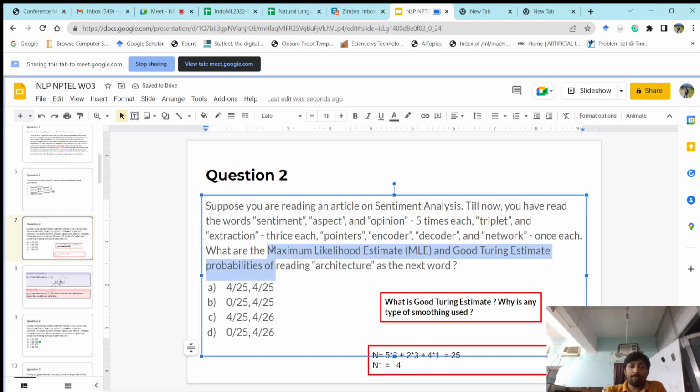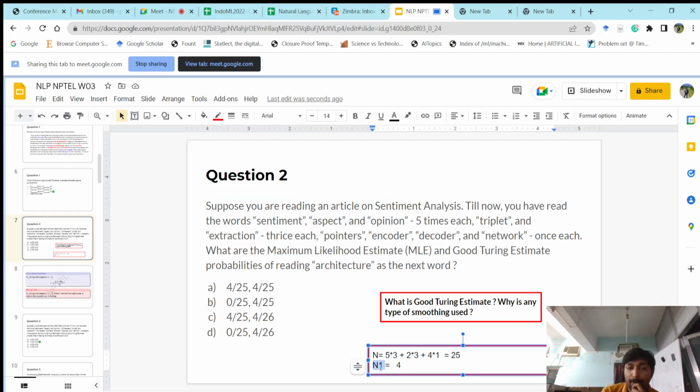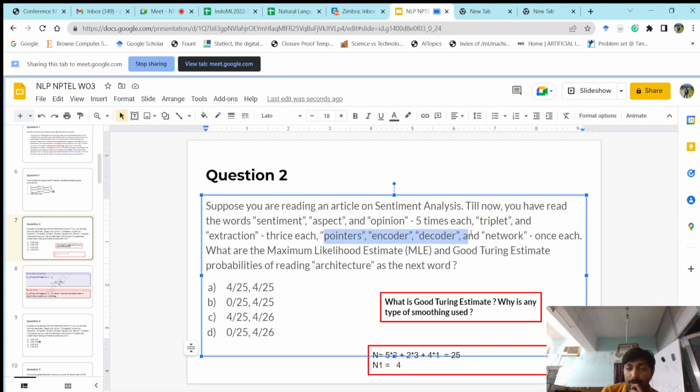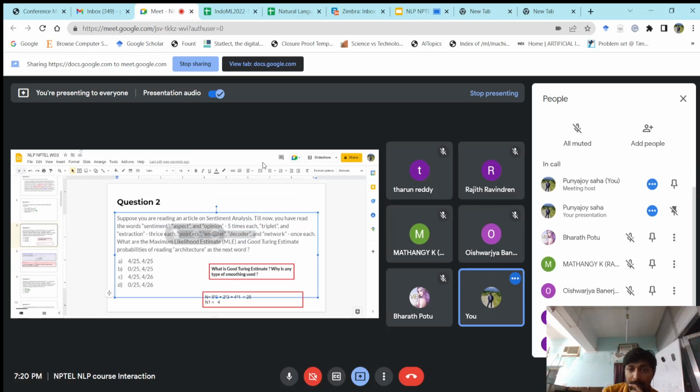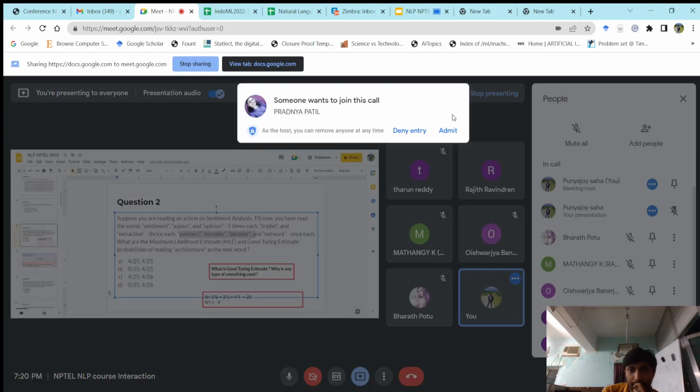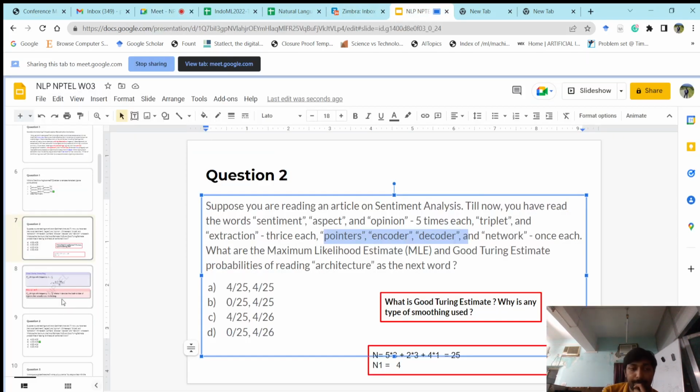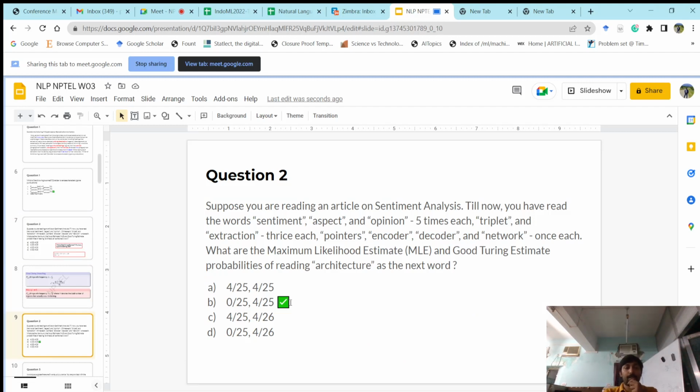And we already discussed that the estimate for the unseen word is 0, because 0 by 25. How did you get N1 is equal to 4? N1 is the number of words which are occurring only once. Did you get it? Yes, okay, got it. So that is the correct answer.